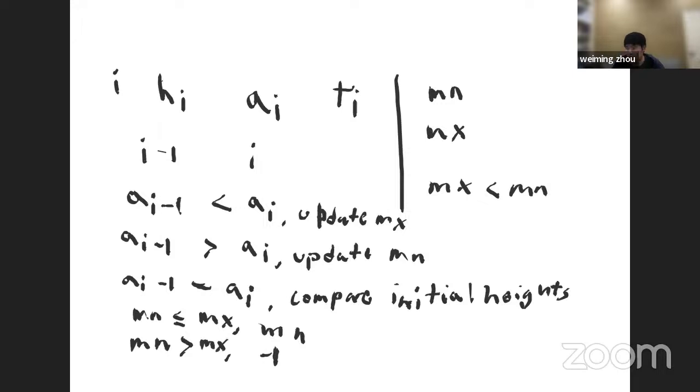So then as for actually calculating the values, let me erase some stuff.